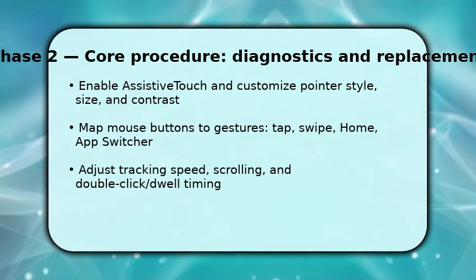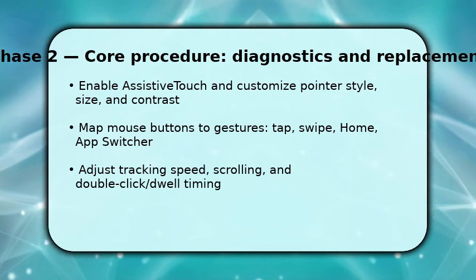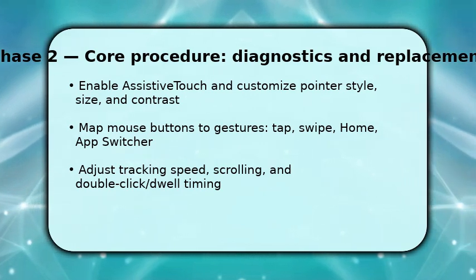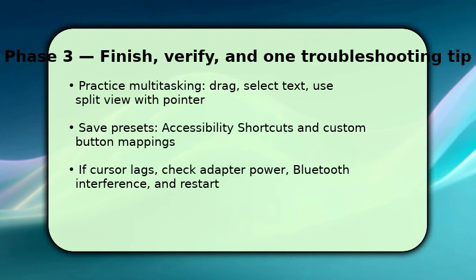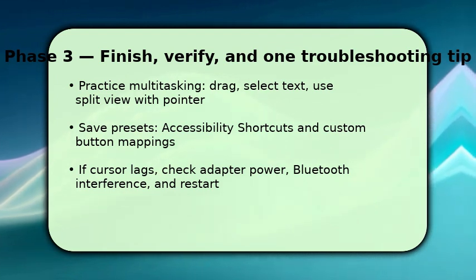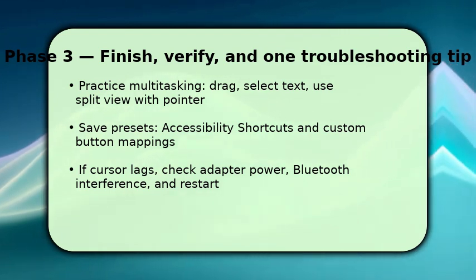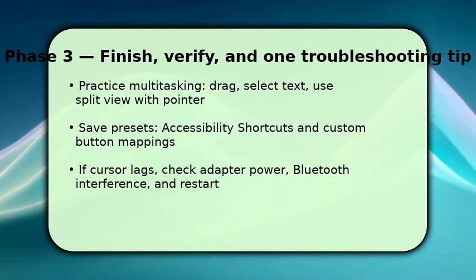You now practice common tasks. Drag items, select text precisely, and use the pointer to trigger split view or slide over. This teaches muscle memory. Make final tweaks and save your preferred configuration by adding accessibility shortcuts for quick toggles. For sustained productivity, assign a button for screenshots or home.